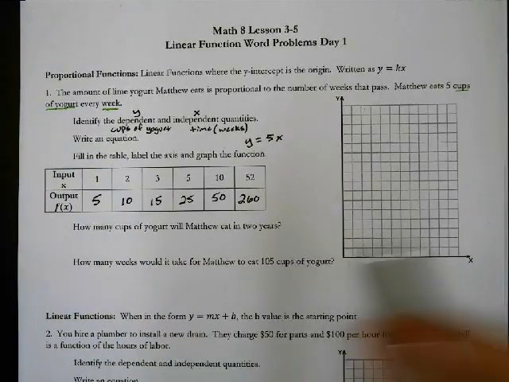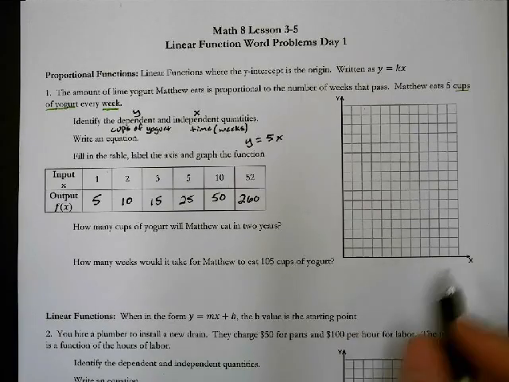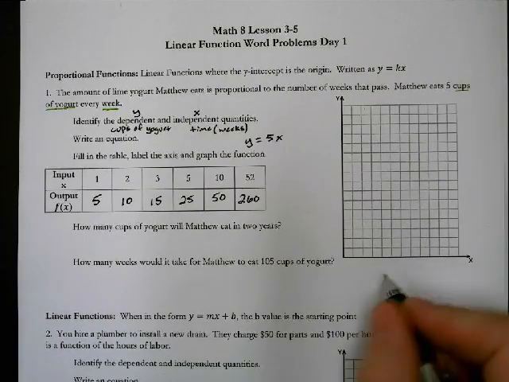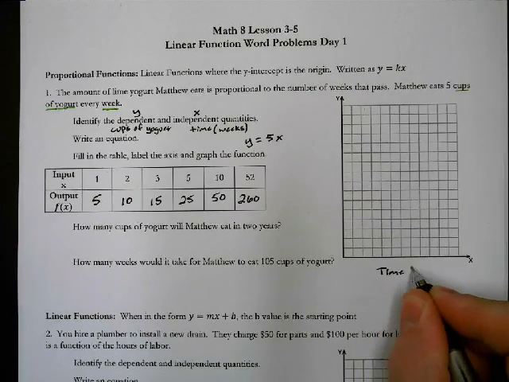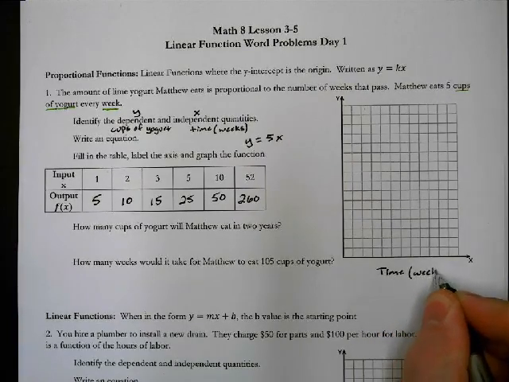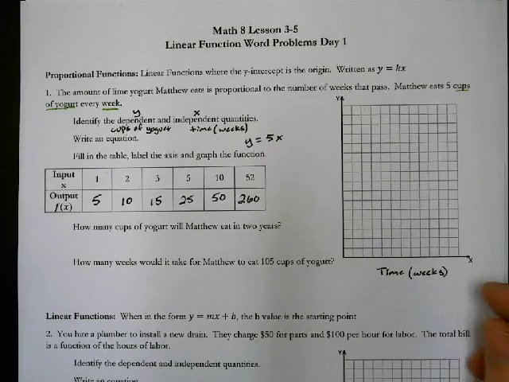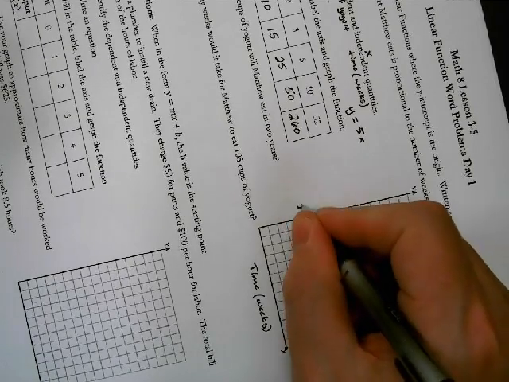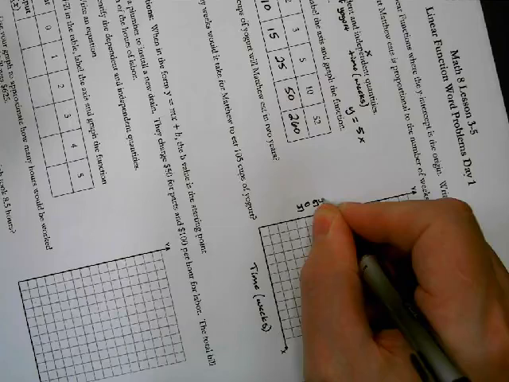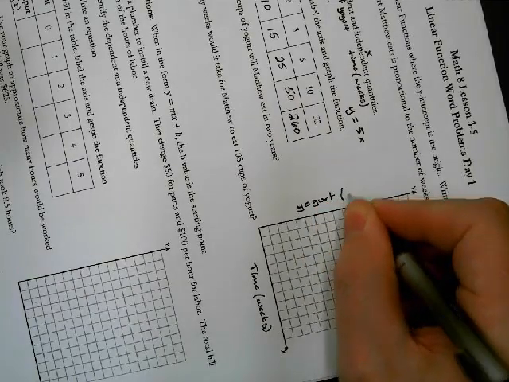Okay, and now we're supposed to graph this. We want to label the functions. Remember, our independent quantity is going to go on the x-axis, so this is going to be time in weeks. And then on the y-axis, let's flip it around here. This will be the yogurt. And this is the number of cups.